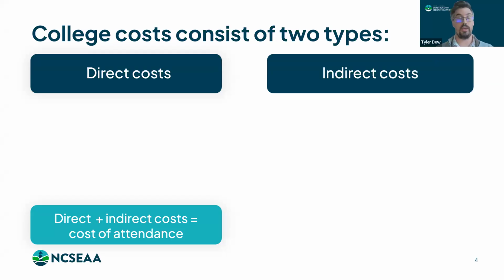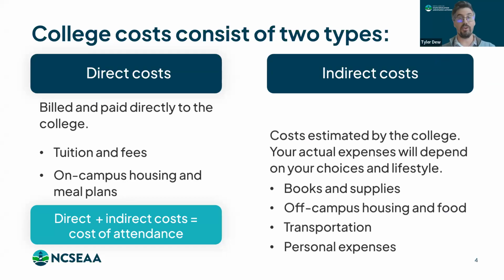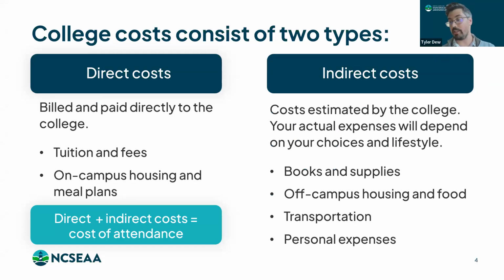Before we start with that, I wanted to get into a little bit of the college costs that we talk about. We have direct costs and indirect costs. Direct costs are billed and paid directly to the college. So this is things like tuition and fees, things like on-campus housing and meal plans. Anything related to that is what we consider direct costs. For indirect costs, these are estimates provided by whatever college you're interested in, so you can have a clearer picture of things that you might have to budget for, right? This could include books and supplies, off-campus housing and food, transportation, personal expenses.